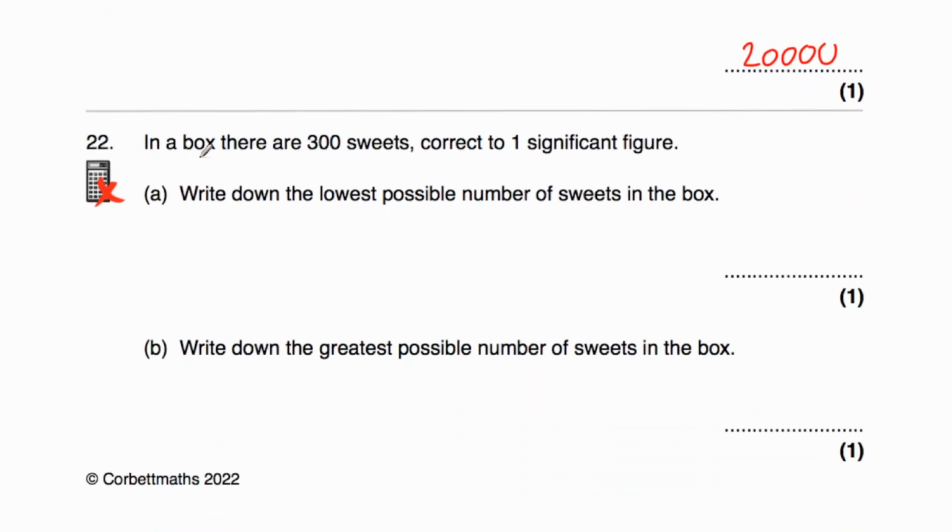Question number 22 says, in a box there's 300 sweets, correct to one significant figure. So we've rounded this to one significant figure, so that's one digit followed by zeros, and we've got 300. And we've been asked to write down the lowest possible number of sweets in the box.